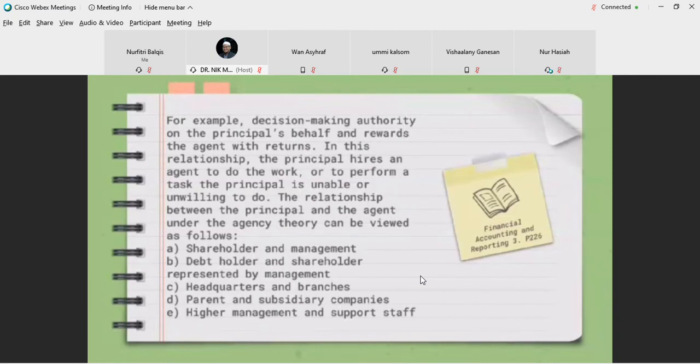The relationship between the principal and the agent under the agency theory can be viewed as follows. First, shareholder and management. Second, debt holder and shareholder represented by management. Third, headquarters and branches. Fourth, parent and subsidiary companies. Lastly, higher management and support staff.